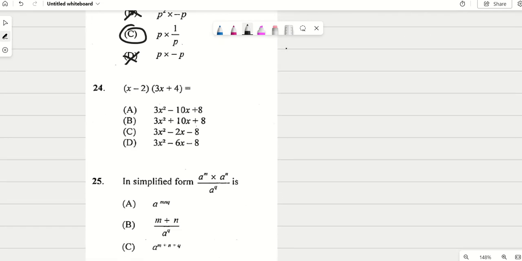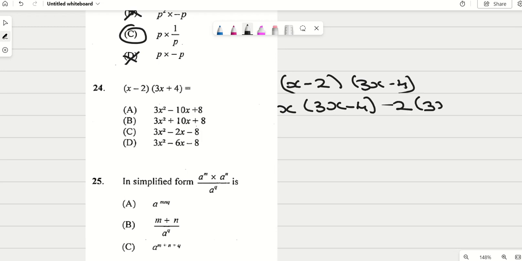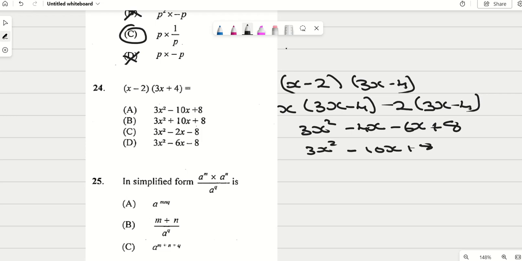Number 24, they ask you to multiply these brackets: x minus 2 by 3x minus 4. So you're going to multiply x by everything in the second bracket and then minus 2 by everything in the second bracket. So x by 3x is 3x squared. x by minus 4 is minus 4x. Minus 2 by 3x is minus 6x. And minus 2 by minus 4 is plus 8. So we're going to get 3x squared minus 4x minus 6x, which is minus 10x, plus 8. You're going to look for that. That is A, your answer.